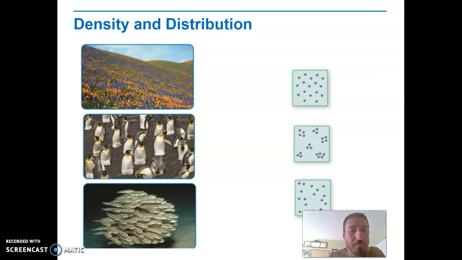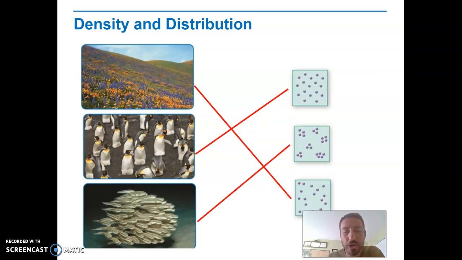The penguins, they're competing with each other, but they're also a group of social animals, and they interact in many ways. They keep each other uniformly spaced apart. And then the fish, they school together in that group, and it protects them. It's a good strategy for them. So these are lining up with the visuals. The plants, they have a random distribution. The penguins, they have a uniform distribution. And the fish, they have a clumped distribution.